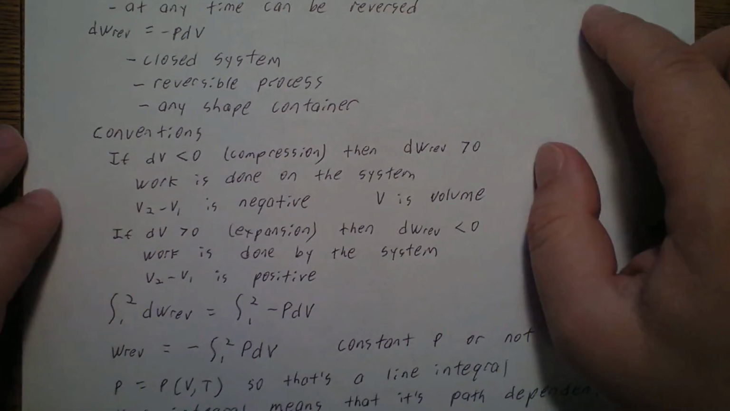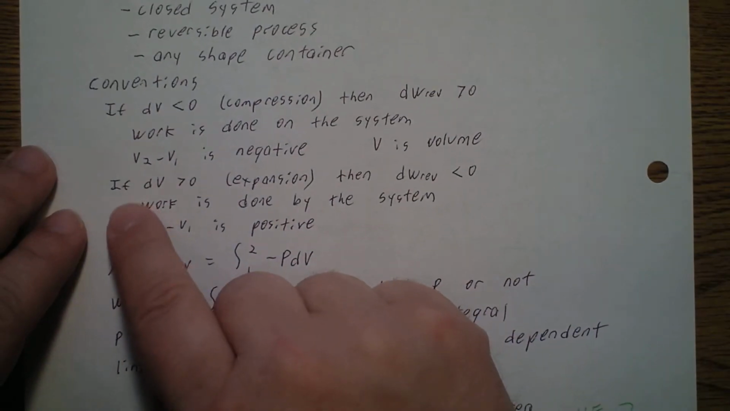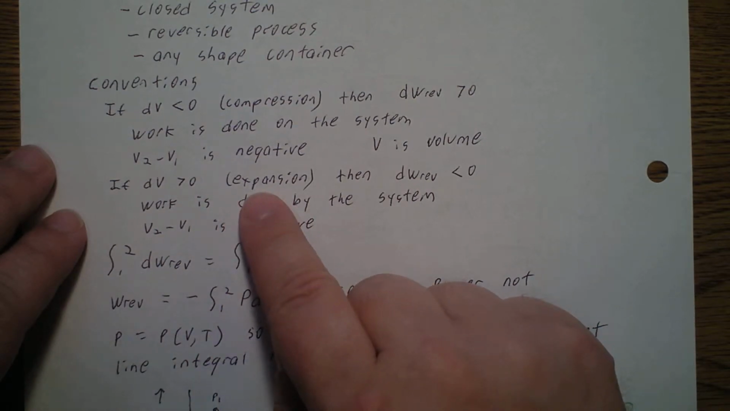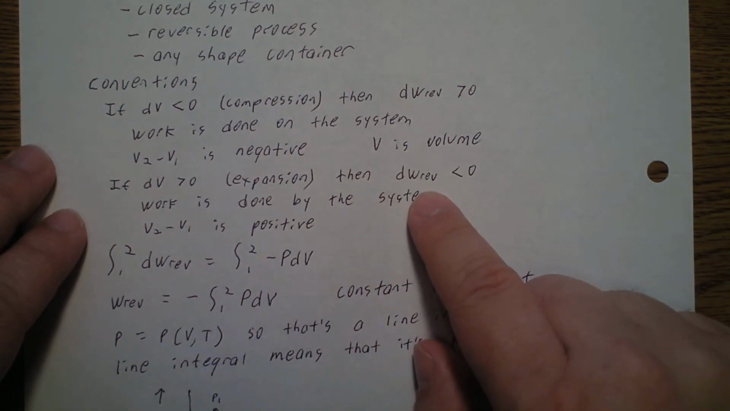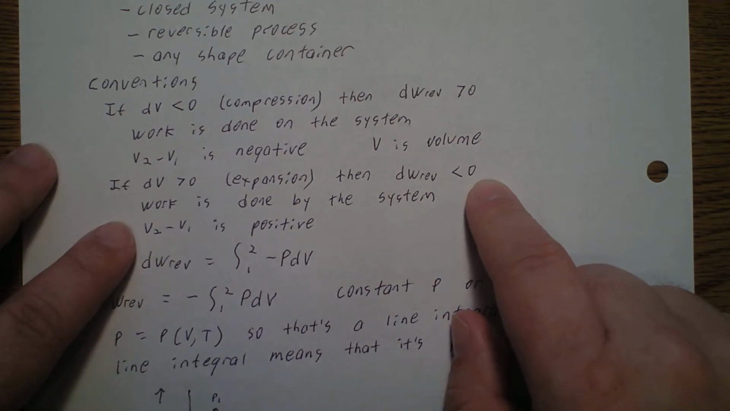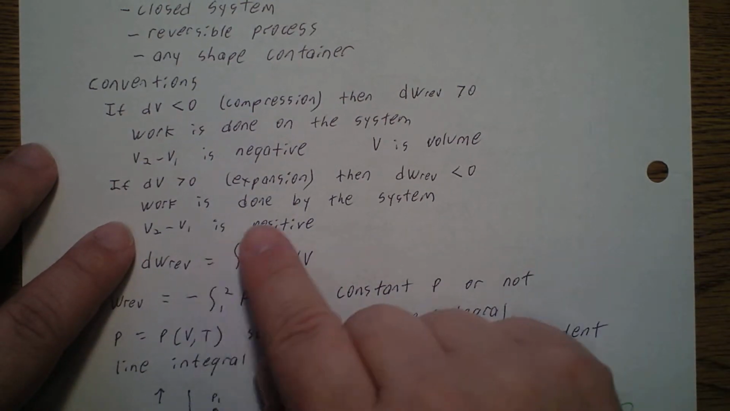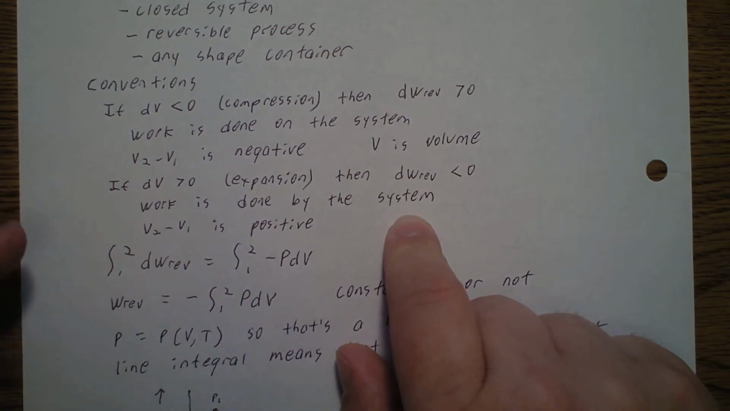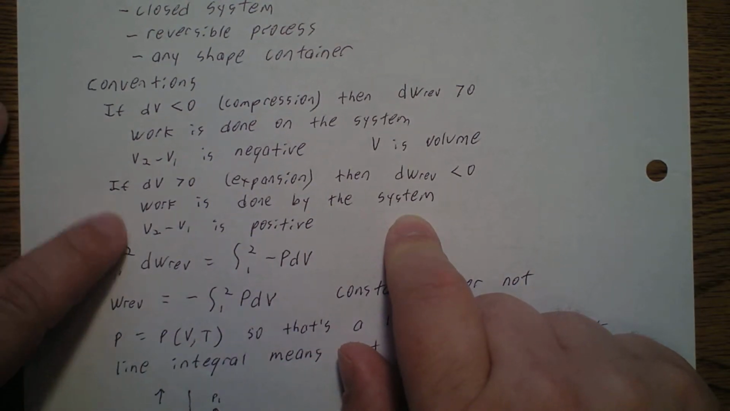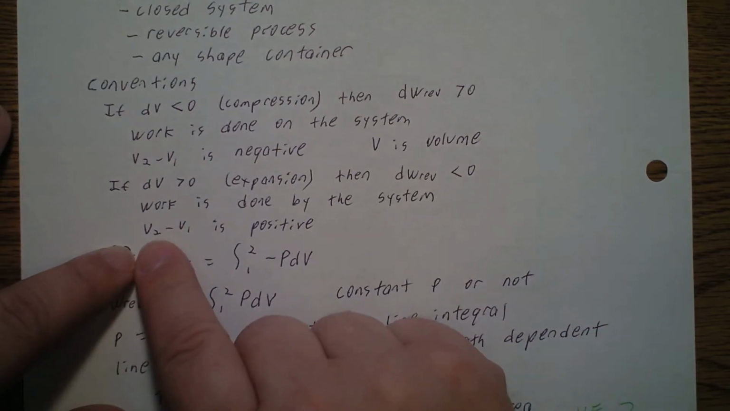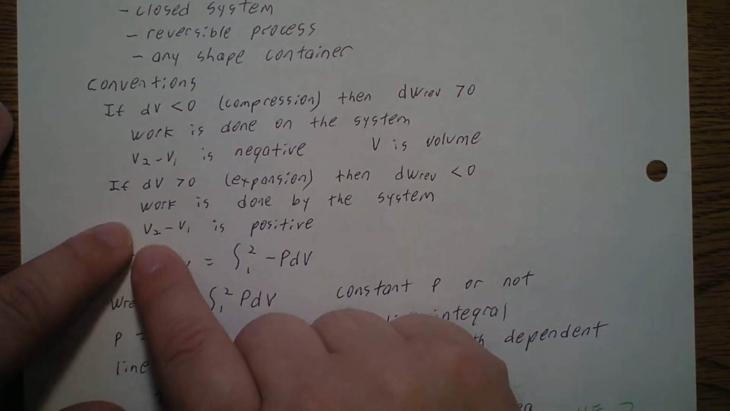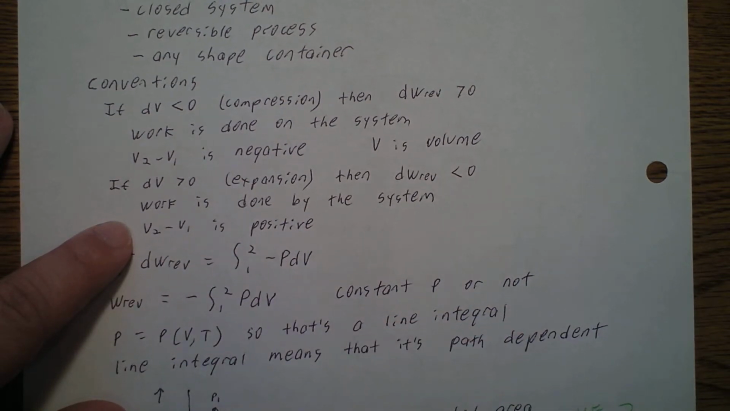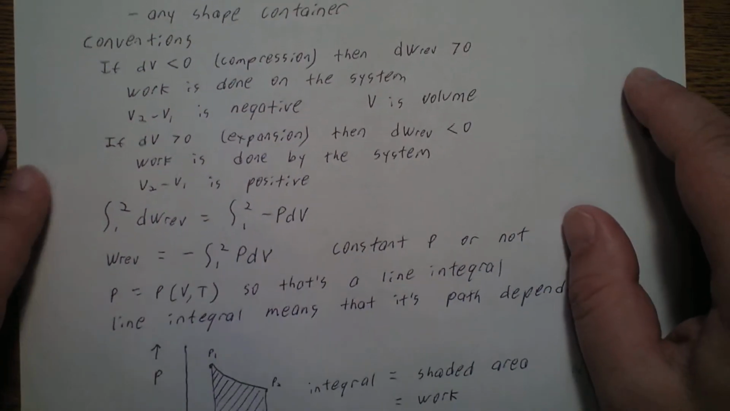We compressed it smaller. Now, on the other hand, if the differential of volume is greater than 0, our system is expanding. We call that expansion. Then the reversible work has to be less than 0. The reason is, by allowing the system to expand, we're doing work by the system. We're using energy in the system and we're doing work on the surroundings. So the final volume minus the initial volume is going to be positive because our system expanded. It grew.